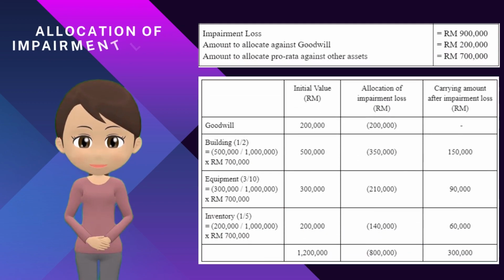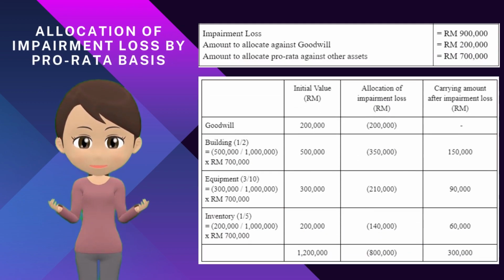So this is the correct calculation of allocation for impairment loss on a pro rata basis. Impairment loss is 900,000, amount to allocate against goodwill is 200,000, and amount to allocate pro rata against other assets is 700,000. Goodwill will be allocated fully. Building has a 1/2 allocation over 700,000, equipment a 3/10 allocation, and inventory a 1/5 allocation.